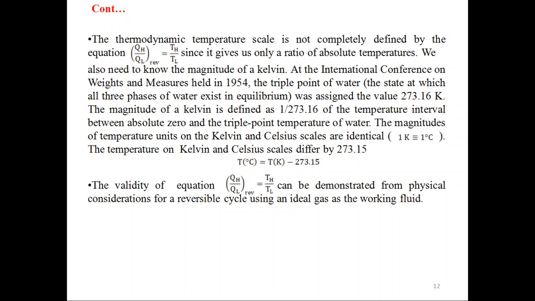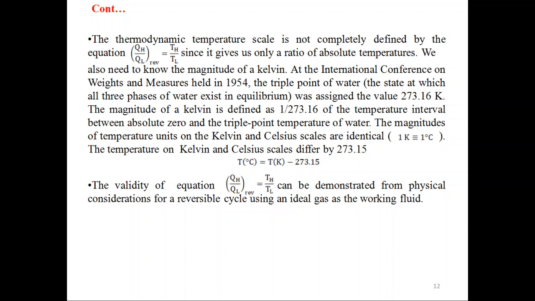At the International Conference on Weights and Measures held in 1954, the triple point of water, the state at which all three phases of water exist in equilibrium, was assigned the value 273.16 Kelvin. The magnitude of a Kelvin is defined as 1 upon 273.16 of the temperature interval between absolute zero and the triple point temperature of water. The magnitudes of temperature units on the Kelvin and Celsius scales are identical.